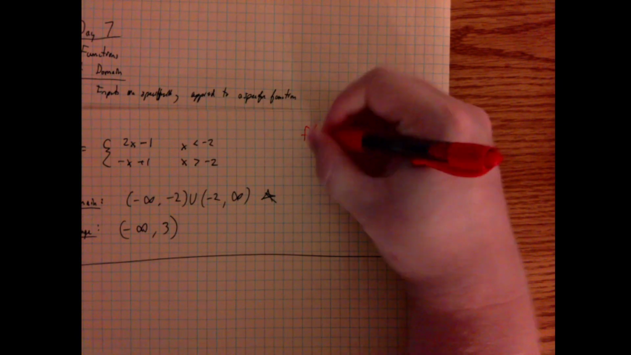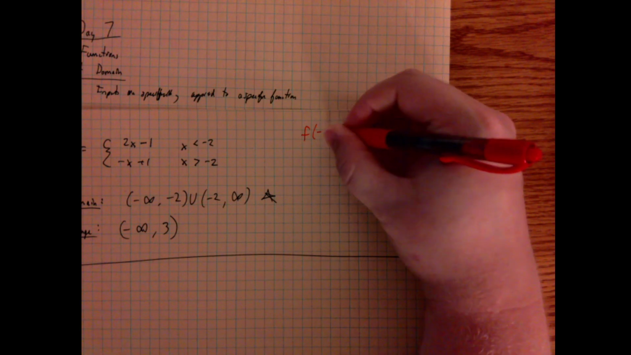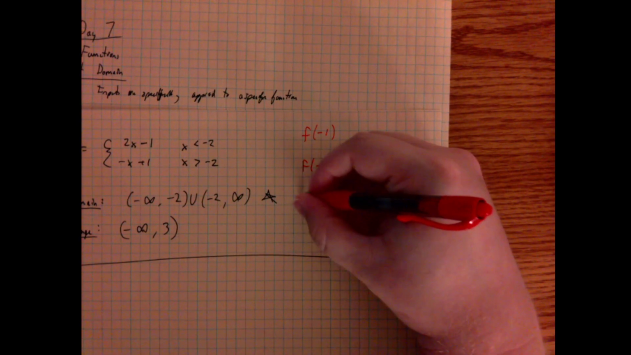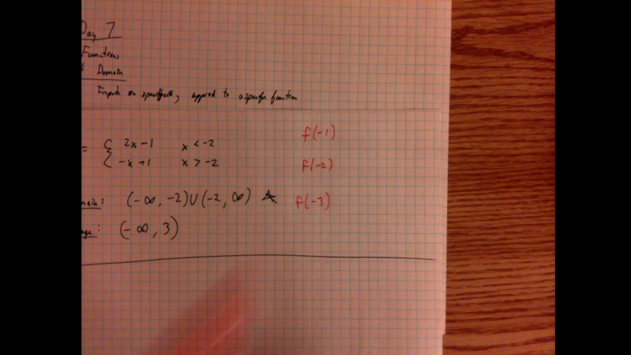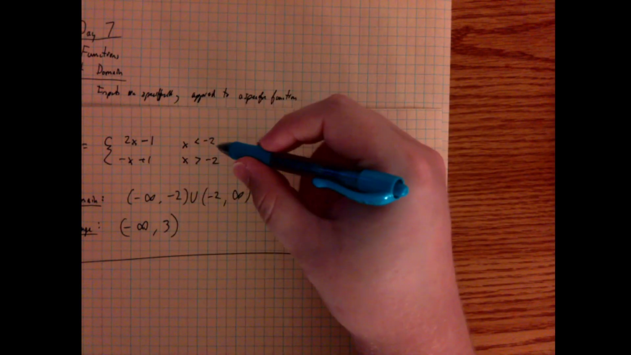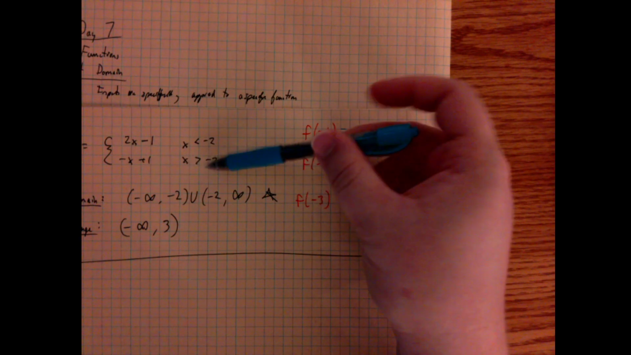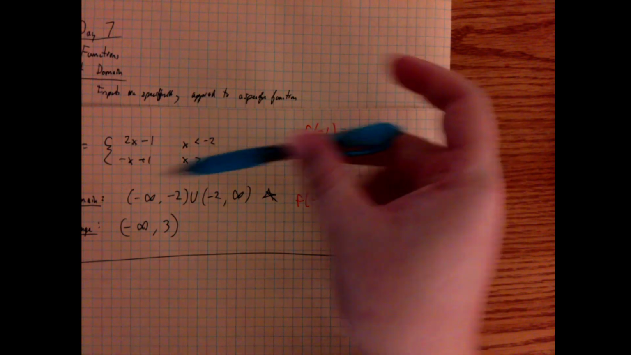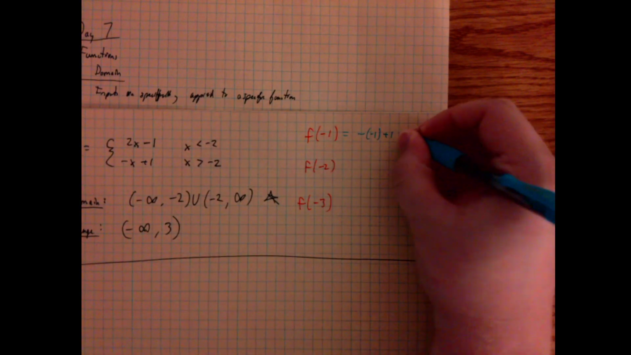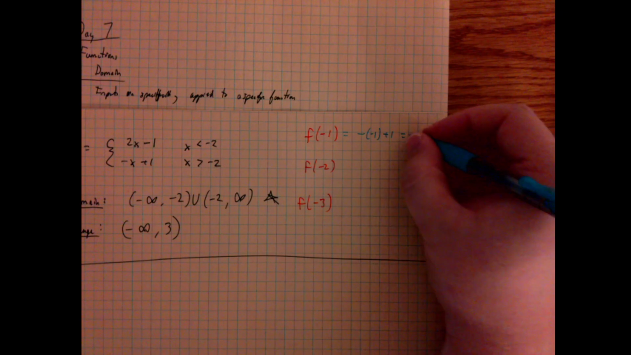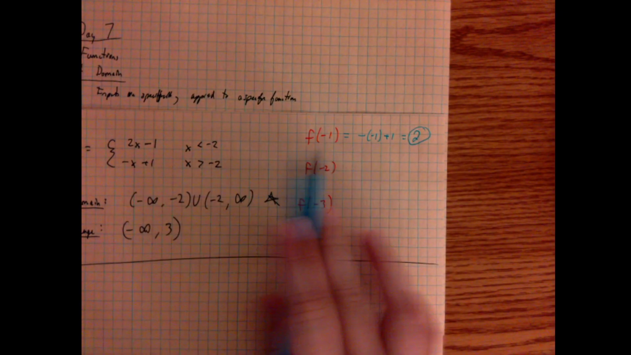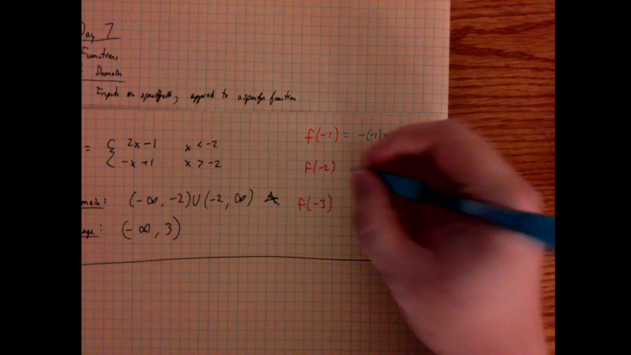If I asked you about f of -1, f of -2, and f of -3. Well, this first one, f of -1 would have to be plugged into the bottom equation. -1 is bigger than -2, so I got to plug in the bottom equation. So we do -1 plus 1. Double negative would make that positive, plus 1 would make that 2. So f of -1 would be 2. Notice we only use the bottom equation because -1 is greater than -2.